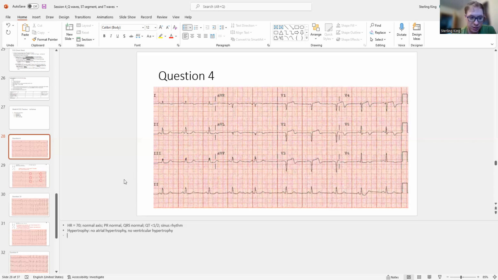Talking about Q waves, so I like to use the table, but because I'm on the computer, it's kind of hard to pull it up.